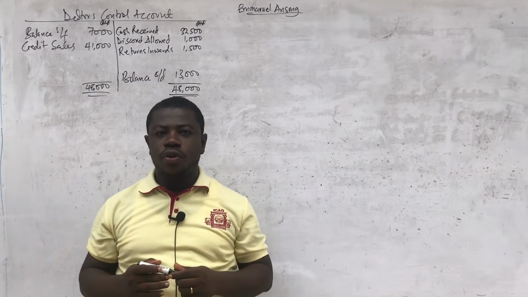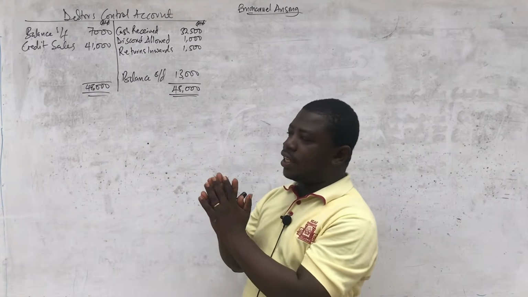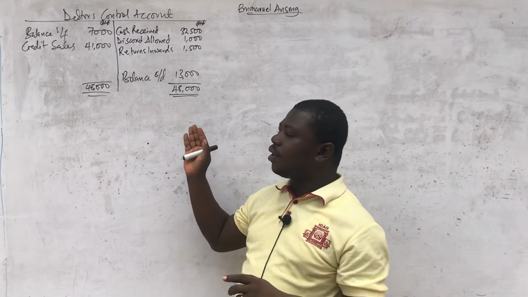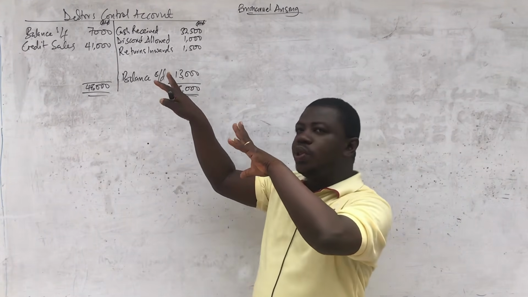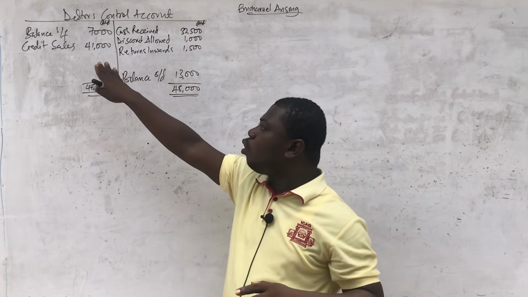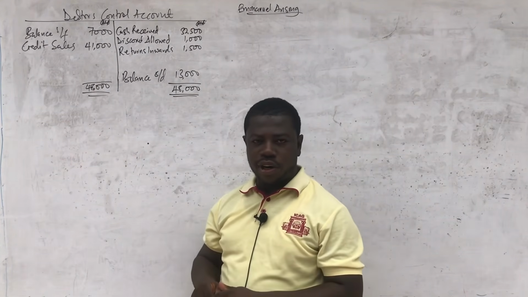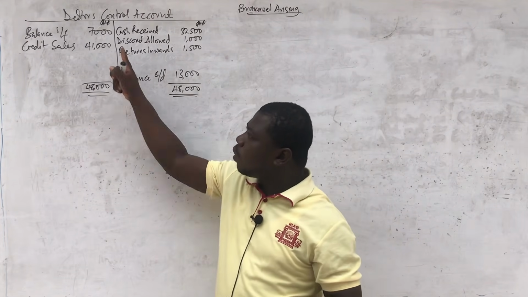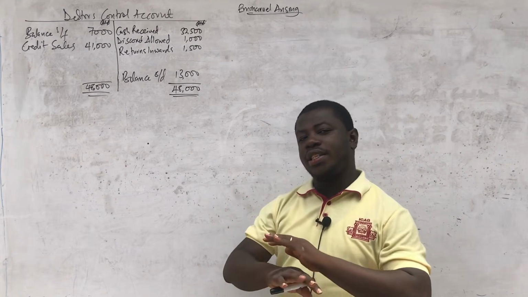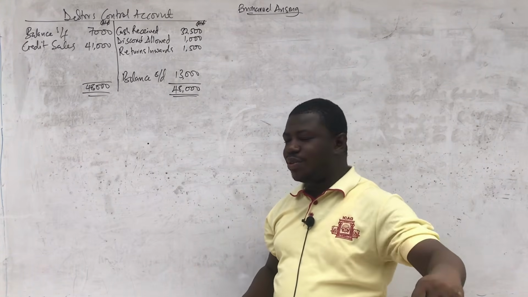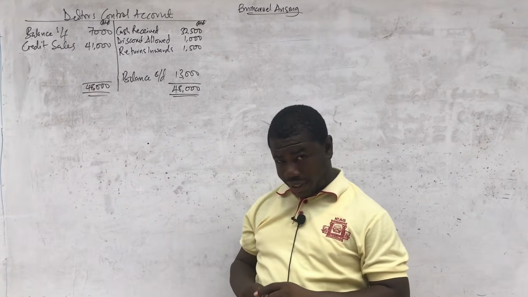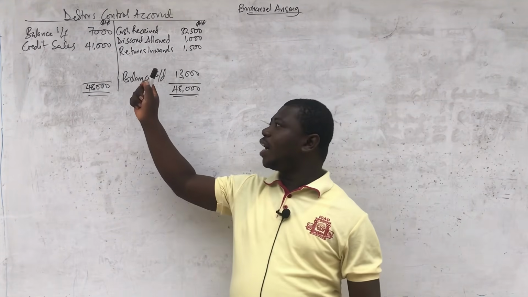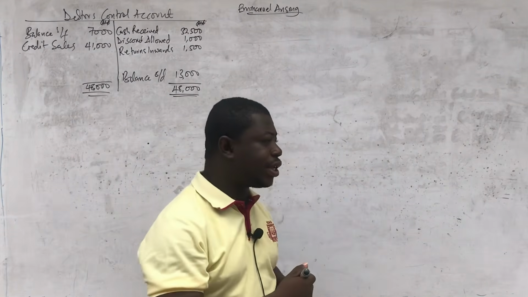Okay, so I told you from the previous video that when you prepare the debtors control account, you will already be given your opening and closing balances. That is your balance carried down and brought down. And so when you are able to put in the entries, the difference will always appear on the debit side. And that is what you call the credit sales. And so if there was no cash sales in this question, this 41,000 credit sales would have gone as our total sales. But because there was cash sales as well, we have to add that to the credit sales figure in order to arrive at our total sales.